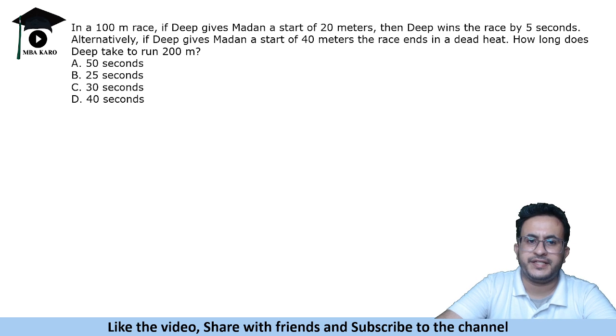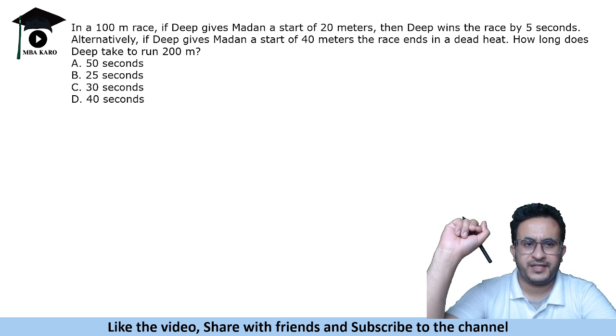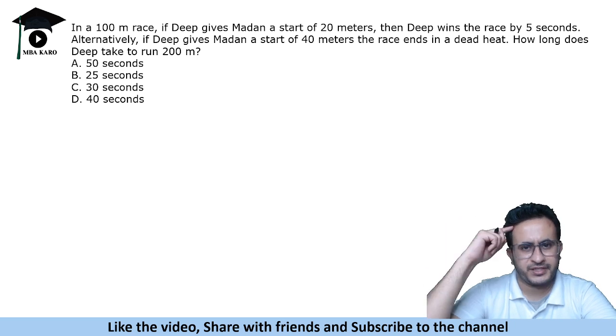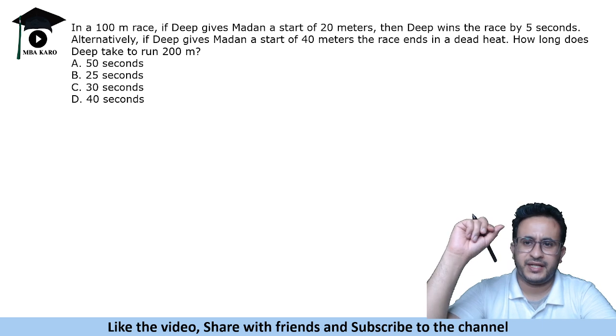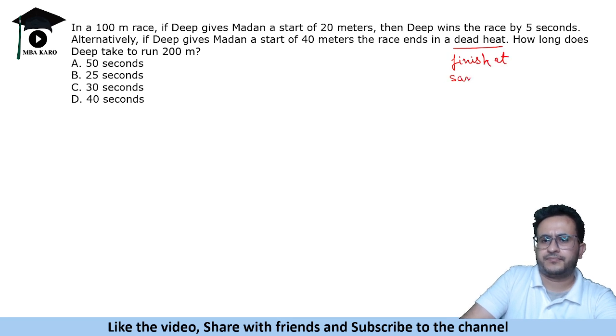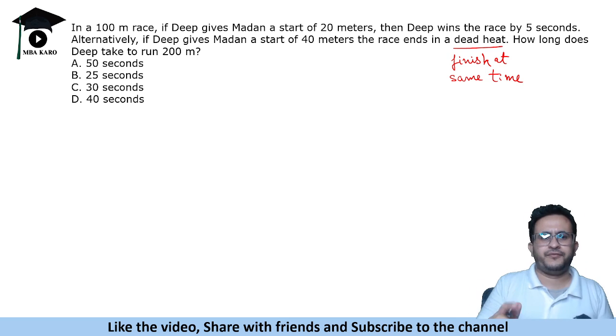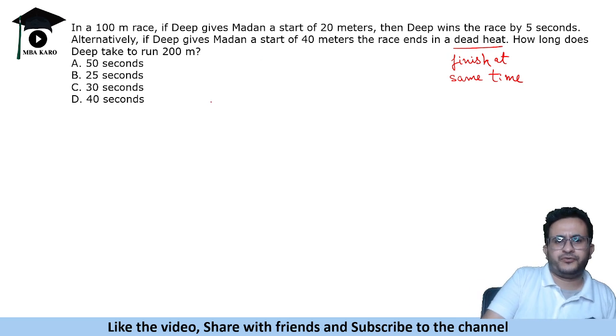In a 100 meter race, if Deep gives Madan a start of 20 meters, then Deep wins the race by 5 seconds. Alternatively, if Deep gives Madan a start of 40 meters, the race ends in a dead heat. Dead heat means they finish at the same time. How long does Deep take to run 200 meters? So we have two scenarios. Deep gives Madan a start of 20 meters, so that means Deep is running 100 and Madan is running 80.